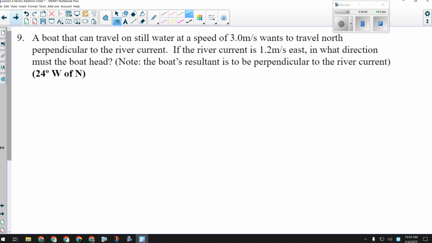Okay, try that one. If you want to travel north perpendicular to the river current, are you going across or rowing across? So this is a going across question. If you want to go perpendicular to the current, that is straight across.